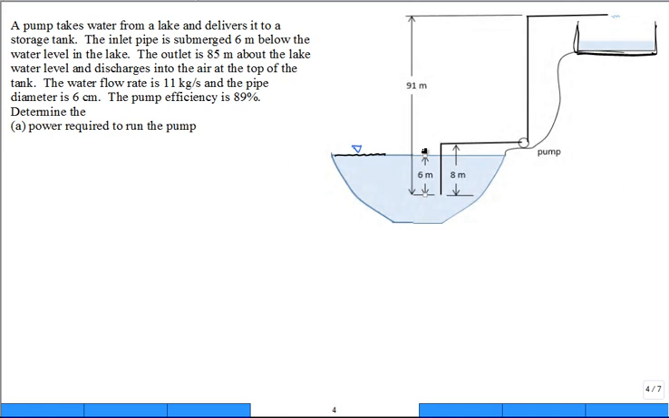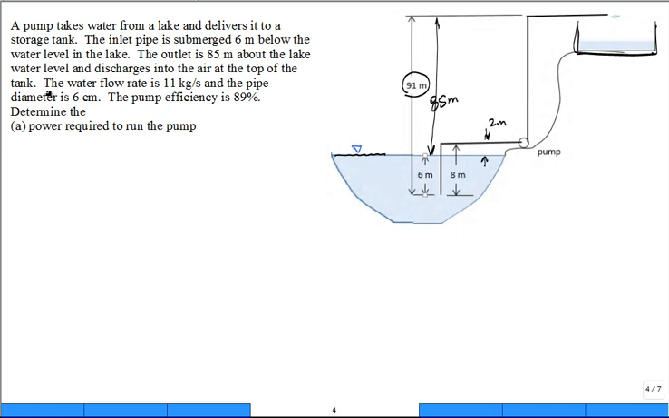So if it's 85 above the water level, then it's 91 total from the inlet to the outlet. Okay. Also on the illustration, the distance that the pump is located above the water level is 2 meters, right? Or it's 8 meters above the inlet. The pump is located 8 meters above the inlet. It's up on some dry land right there.